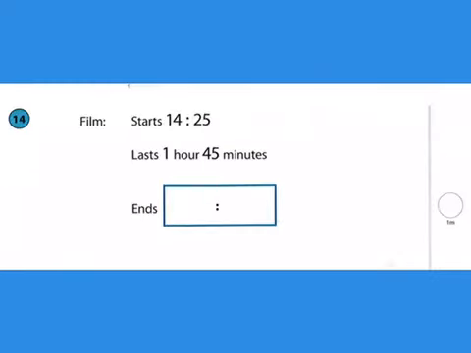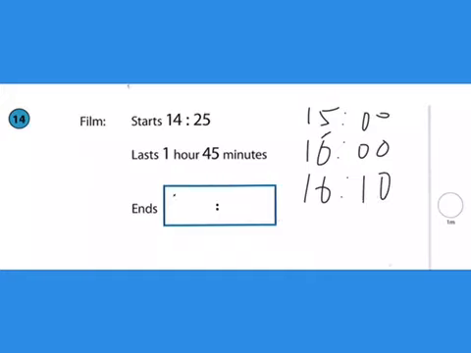Film starts at 2:25 in the afternoon. It lasts for 1 hour 45 minutes. Right, so 1 hour is going to be 3:25, and then 45 minutes. So 25 minutes plus another 35 minutes will take it up to another hour, so that'll be 16 o'clock. And then another 10 minutes will be 16:10.